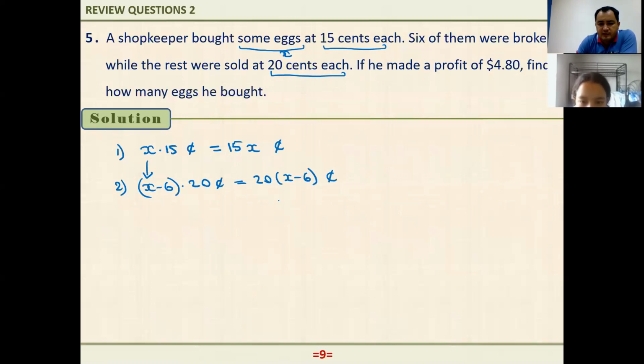So what is this, Shahina? We spend money to buy this x, right? In math, we call this cost price. And how about this one? We are selling, right? And that is our revenue. So we call this selling price. Now, what is the profit?